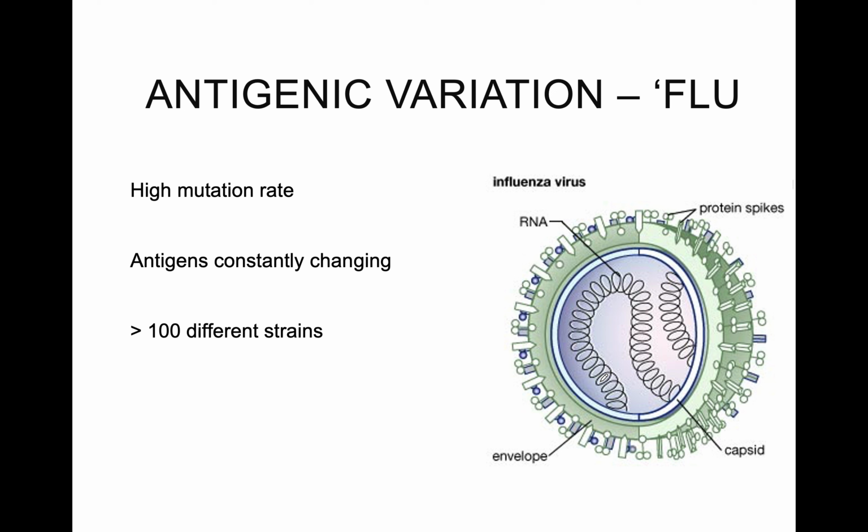I will just mention this. One reason why you can be infected by similar viruses, like the flu, over and over again, is they have a really high mutation rate. And that means if the RNA in the flu virus mutates, that changes the shape of these protein spikes. Those protein spikes are the antigens, so they're no longer recognized by the same B cells and T cells that might have recognized them with a previous infection.